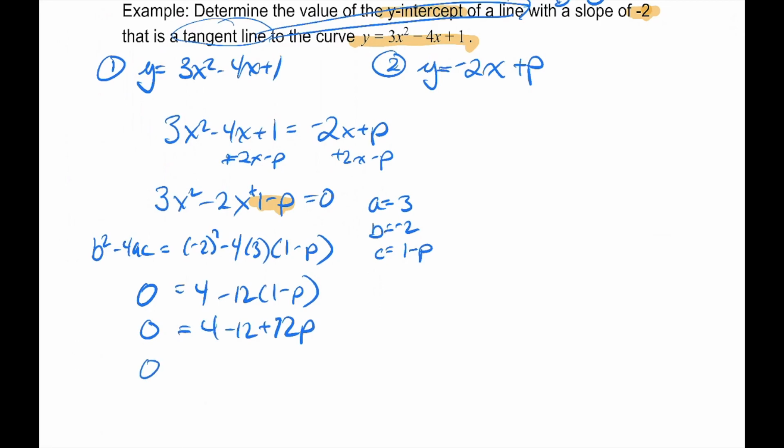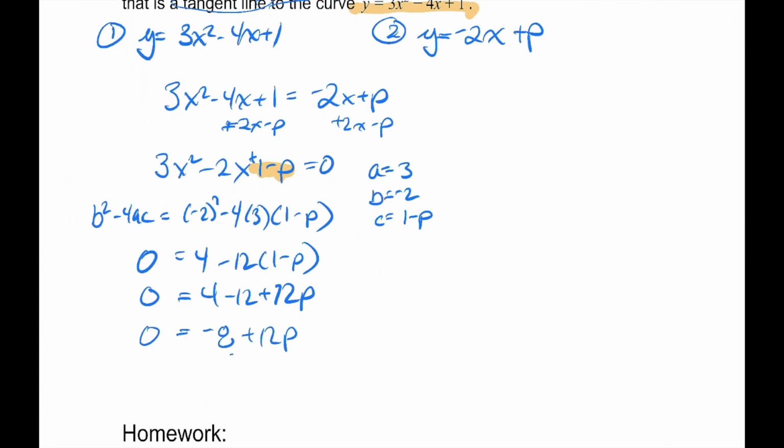So let's simplify the right side even more. 4 minus 12 is a negative 8 plus 12p. So I'm going to add 8 to both sides. So 8 is equal to 12p. So now dividing both sides by 12, we're going to say that p is equal to 8 over 12, but that simplifies to 2/3. So therefore, the y-intercept is 2/3. That's what we just solved for.